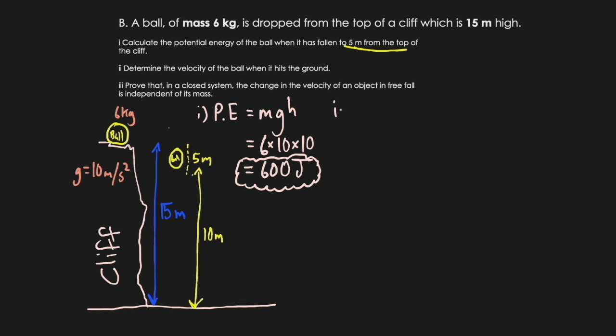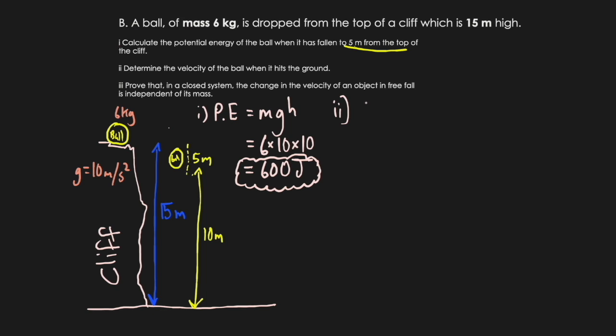Now for the velocity of the ball when it hits the ground, what I want to obtain is the maximum potential energy. Why do I want the maximum potential energy? Because if I'm able to figure out the maximum potential energy when it was at 15 meters high, then by the time it hits the ground, I would know its maximum kinetic energy, and therefore the maximum velocity reached just before hitting the ground.